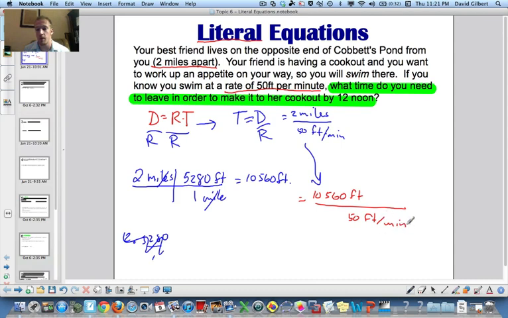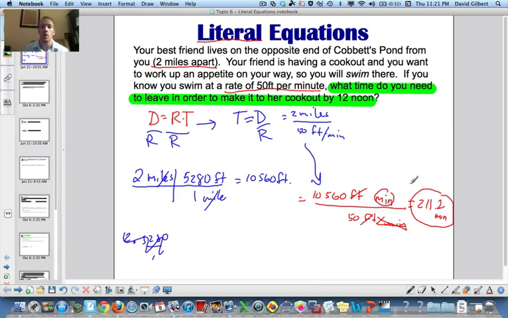All right, and when you have a division of units on the bottom, that moves to the other side. So feet over feet cancels, and I get 10,560 divided by 50 is approximately 211.2 minutes. All right, so you need to leave. It'll take you 211.2 minutes to swim across the pond, so you need to leave that much earlier.